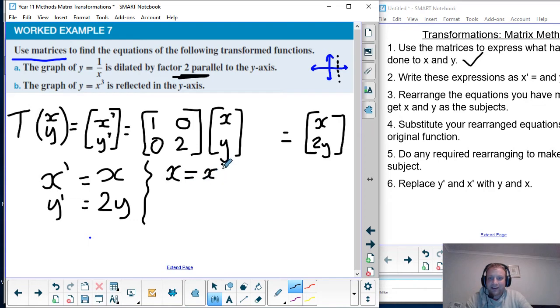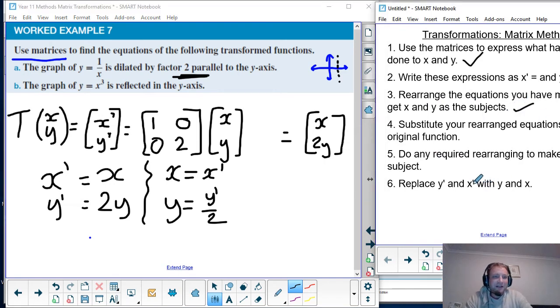Okay, so x and x dash are the same thing. This one's going to need some rearranging. I want y by itself. There's a 2 next to it. I've got to divide by 2. So when I do that, y will be by itself. And on the other side, after I divide by 2, I'll have y dash on top of 2. Okay, so I've done step 3. I rearrange these equations to get x and y as the subjects.